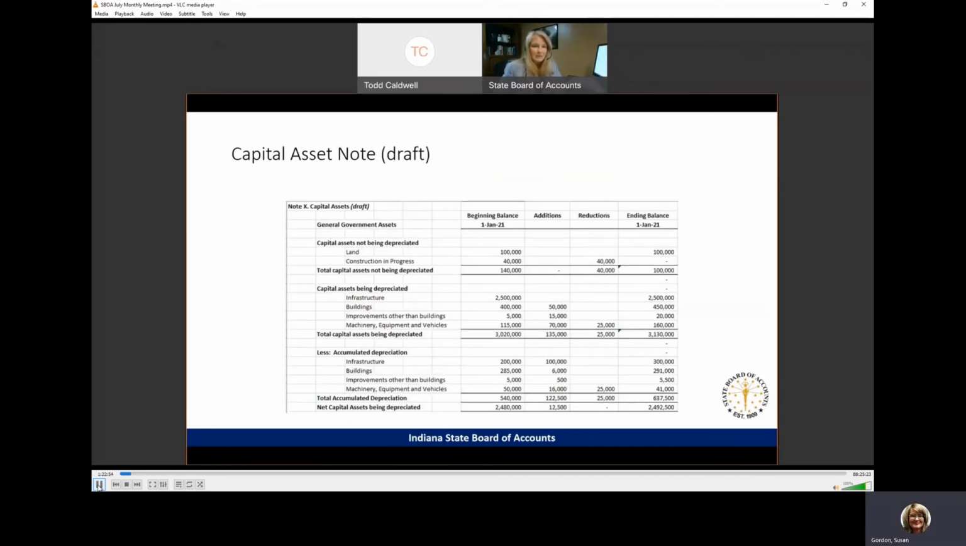And then this is the capital asset note that will be in the financial statements for 2021 and after. And that, again, is just going to mirror what you entered into the annual financial report with your assets that are not depreciated at the top, then your depreciable assets, less your accumulated depreciation at the bottom.